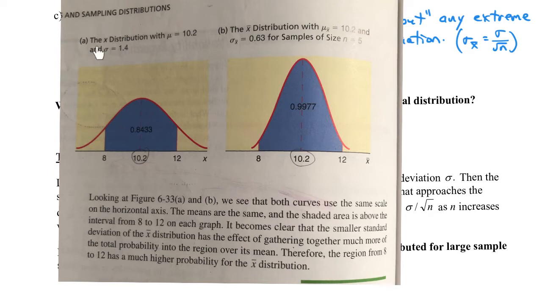So this is the X distribution, X bar distribution. This is a distribution of samples, the means of those samples. X bar is a mean, right? It's the mean of all those samples, and although they have the same mean of 10.2, the standard deviation here is less, so it's much skinnier.